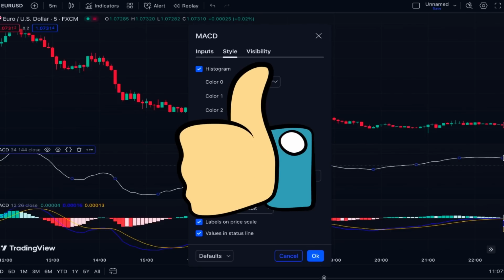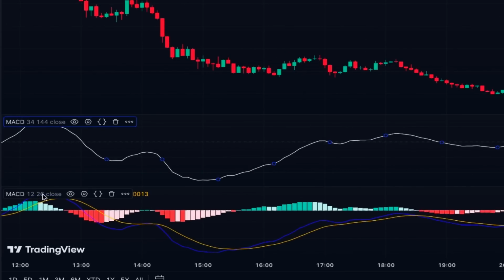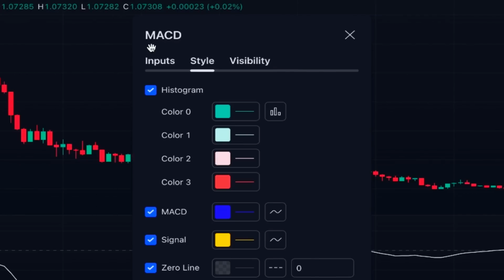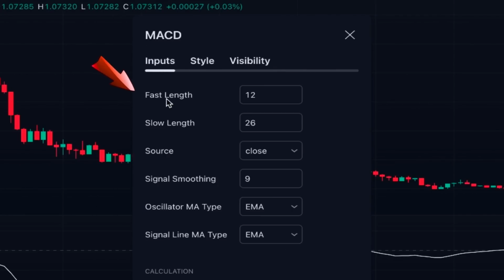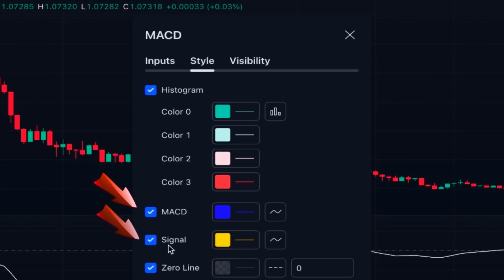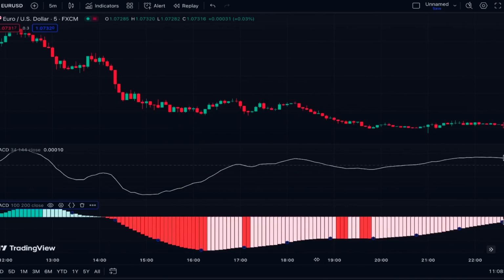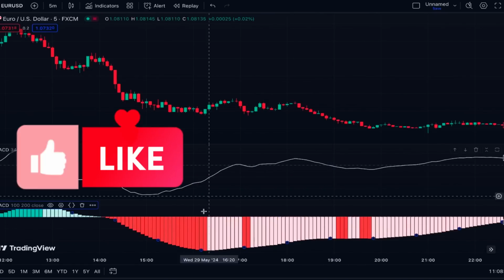Alright, we're done with the first MACD, and now we go to the settings of the second MACD in the bottom. And first here in the inputs tab, for the fast length we set it at 100, for the slow length we set it at 200, and for signal smoothing we set it at 50. And then we go to the style tab and we remove MACD line and signal line. Alright, we're also done with the settings of the second MACD, and now we must combine them together.